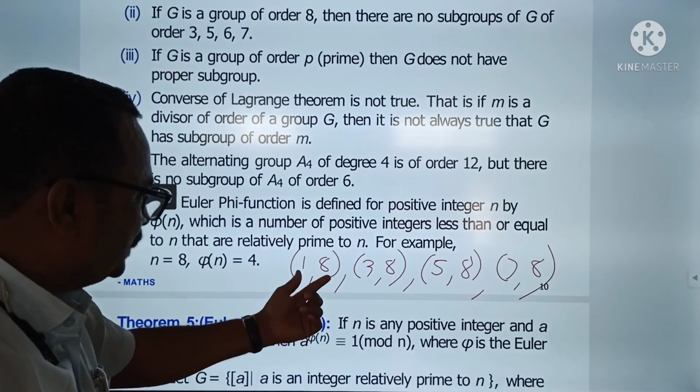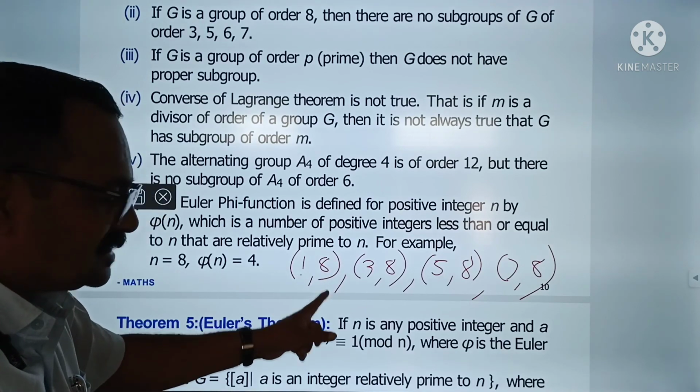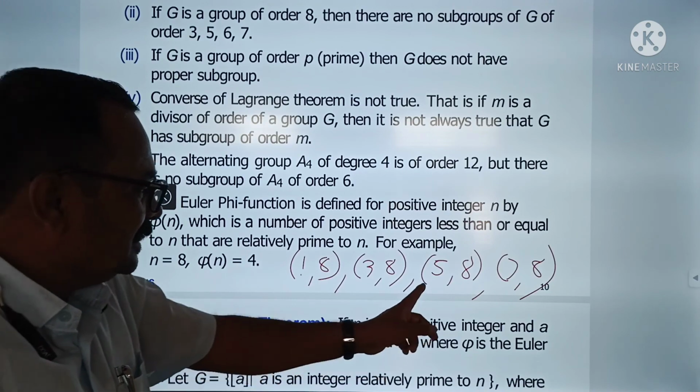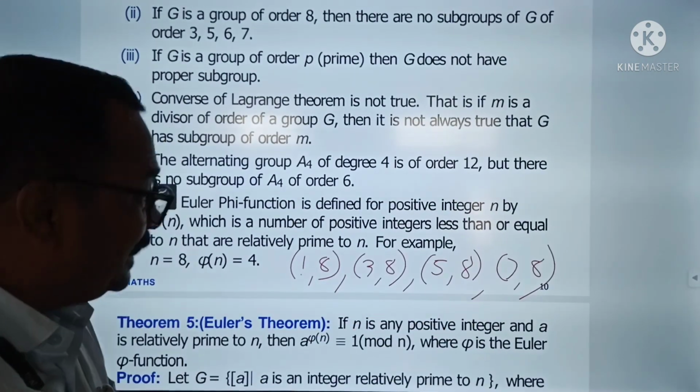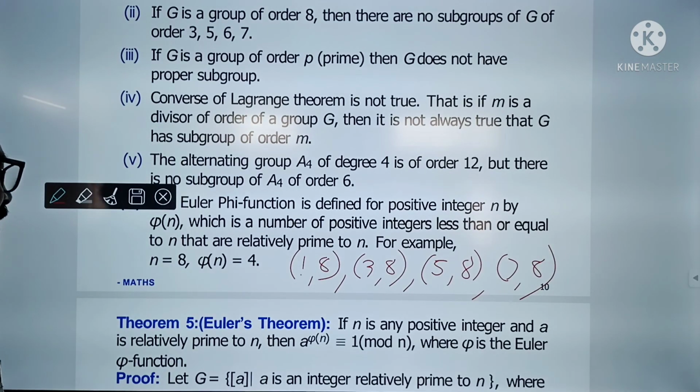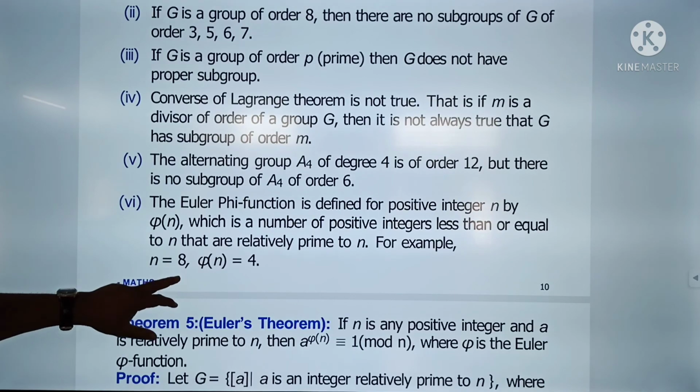See, the greatest common divisor of 1 and 8 is 1. The greatest common divisor of 3 and 8 is 1. The greatest common divisor of 5 and 8 is 1. The greatest common divisor of 7 and 8 is 1. So phi of 8 is equal to 4. This is our Euler-Phi function.